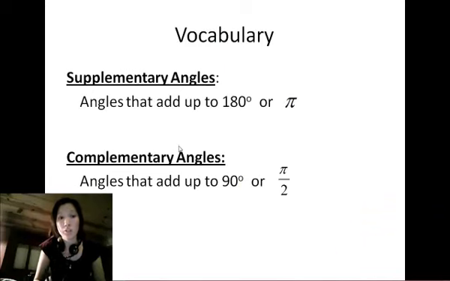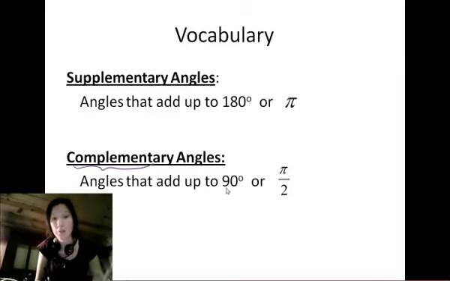Alright, so here are two vocabulary words that we need to keep straight. One way to remember this is you compliment someone when they are right. So a right angle, which is 90 degrees. Sometimes people are prone to be like, oh, complementary is the 90 or the 180. Complementary is going to be the 90.